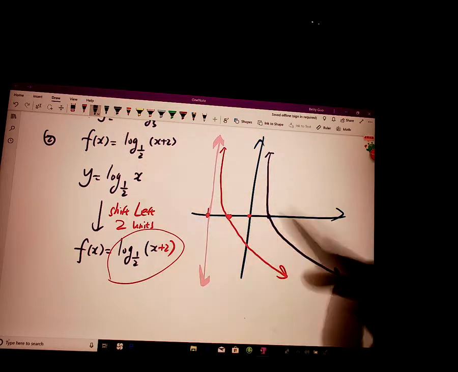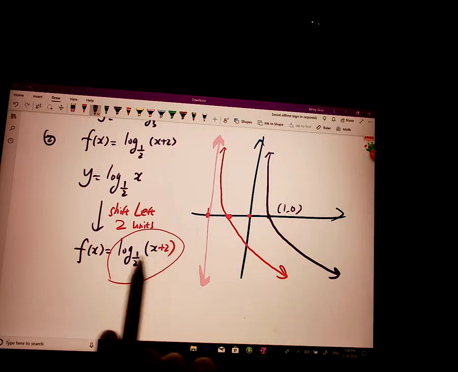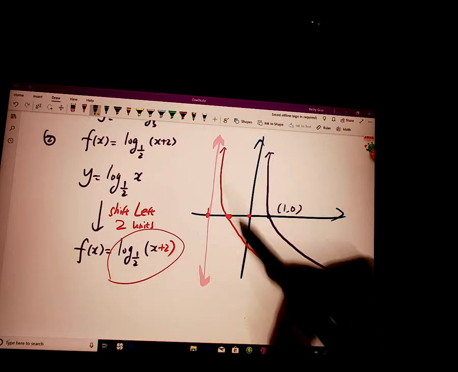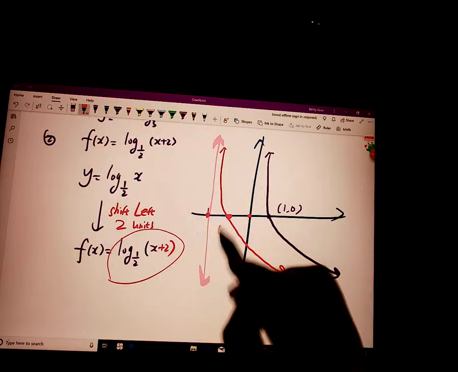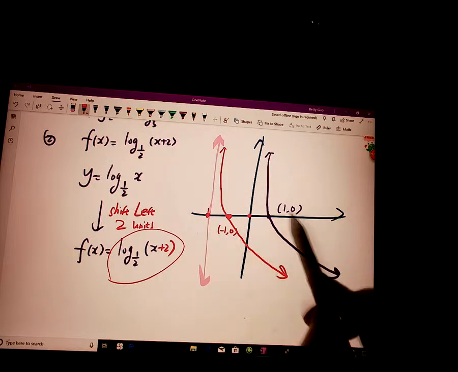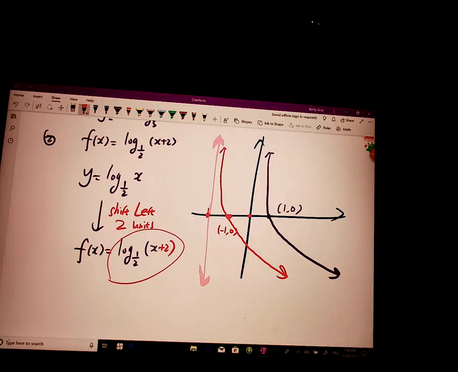The mother function has x-intercept (1, 0). Because you shift to the left 2 units, the given function has x-intercept (-1, 0), because you subtract 2 from 1 and get -1. This one is pretty simple, straightforward.